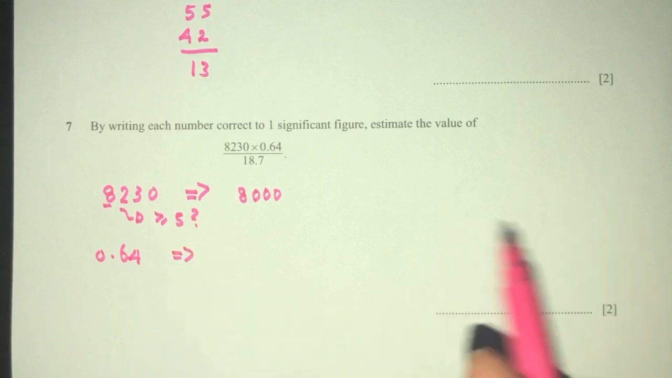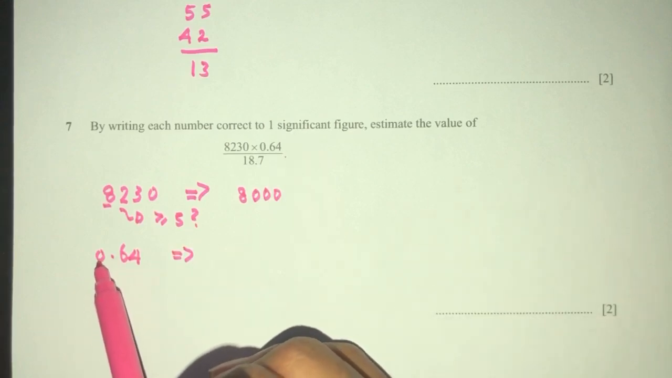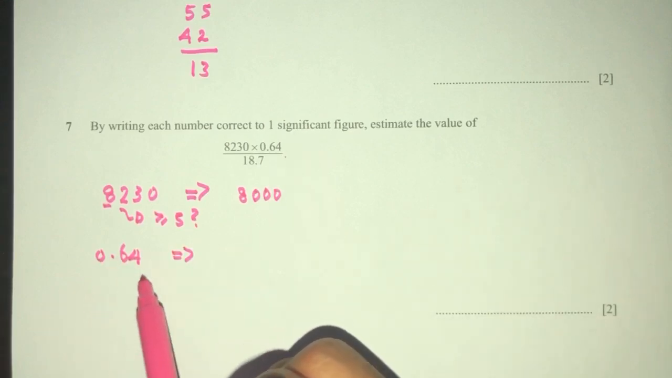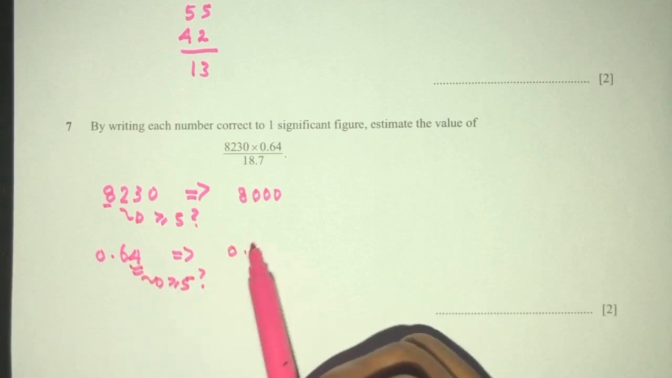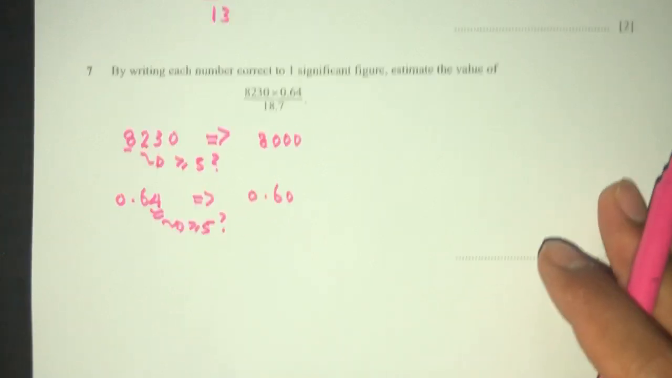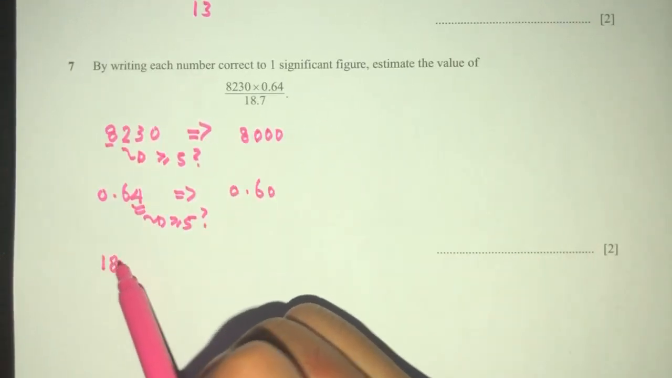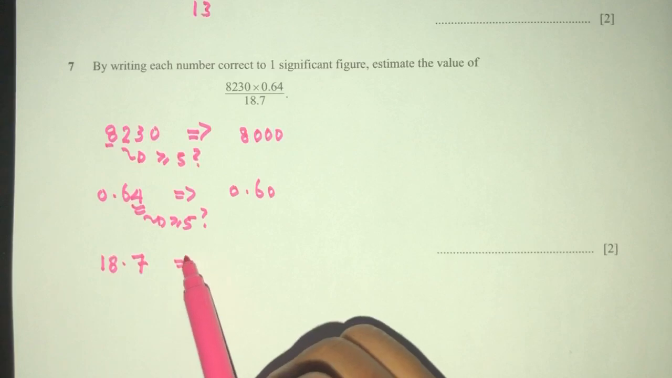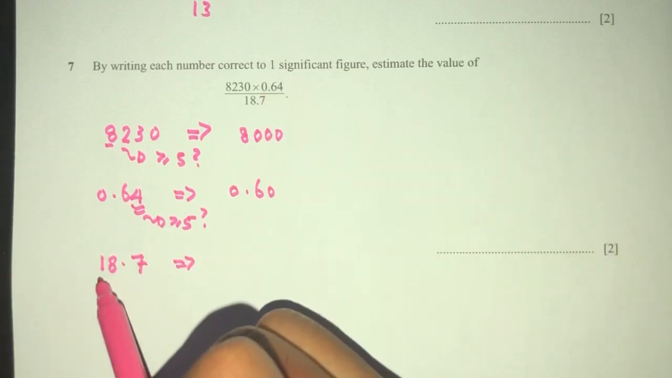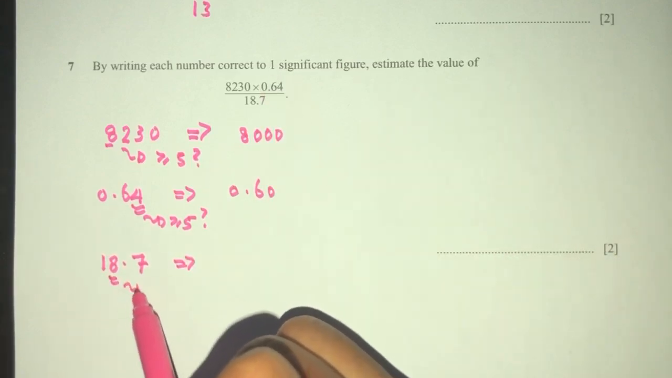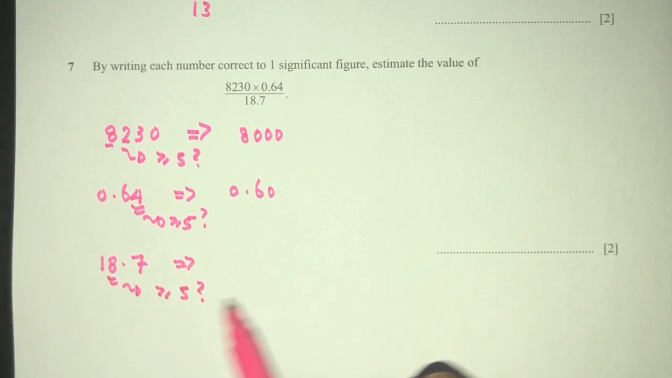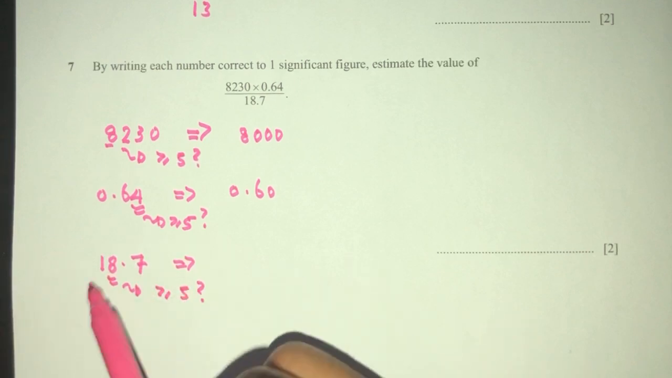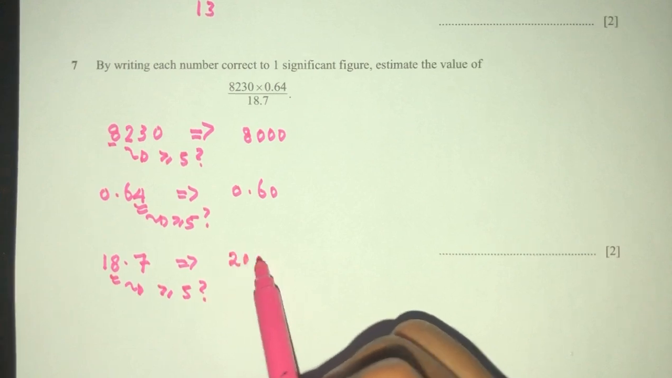Now here we have 0.64. Here we have an exception because it starts with 0. We ignore this one, and here we leave the first SF by itself, and then we ask if this one is more or equal to 5. The answer is no, so that will be 0.6 and becomes 0 for the rest. And finally, for the last number, we have 1 SF. We leave this one, and we ask if this one is more or equal to 5. The answer is yes. So if it is yes, we have to add 1 to the beginning. So 1 plus 1 will be 2, and the rest will become 0.